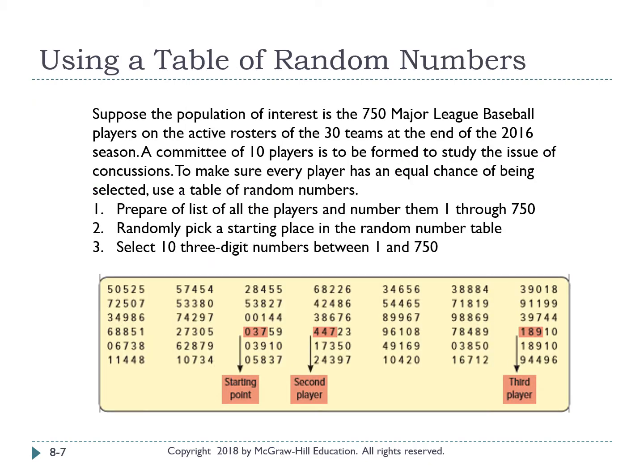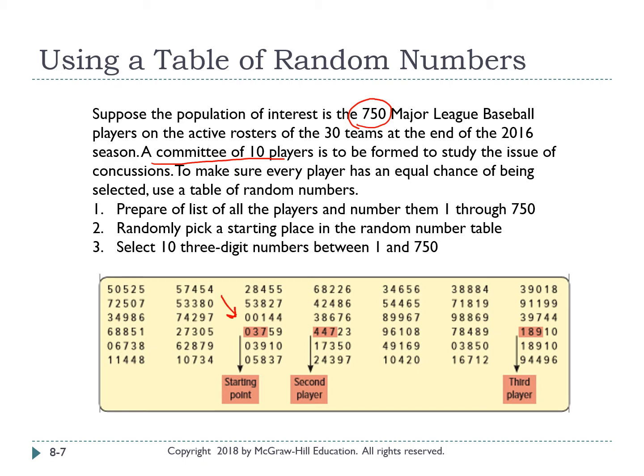You can also apply simple random sampling using a table of random numbers. Remember, you have 750 baseball players and you want to form a committee of 10 players. So how do you do it using this table of random numbers? A random number table is a very big table with a lot of numbers. First, you have to randomly pick a starting number. For instance, in this case, randomly you want to start with this number.